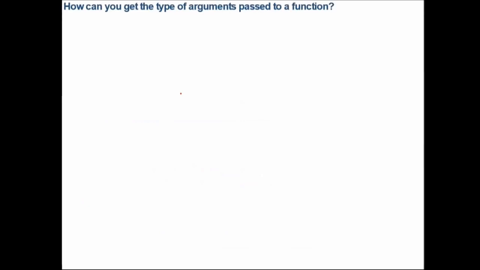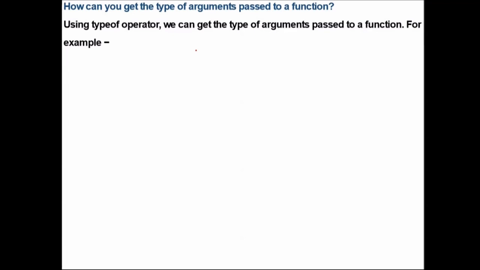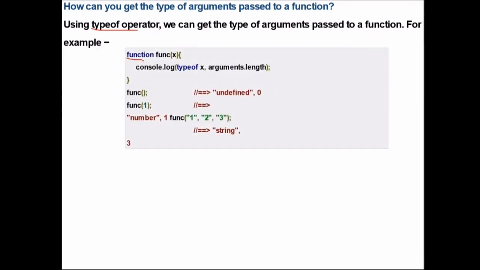So how can you get the type of arguments passed to a function? Now this type has come. We can use typeof operator. So we can get the type of argument passed to a function. For example, this is function. The function name is func and this is the variable x. Now console.log typeof x. This is typeof, right?